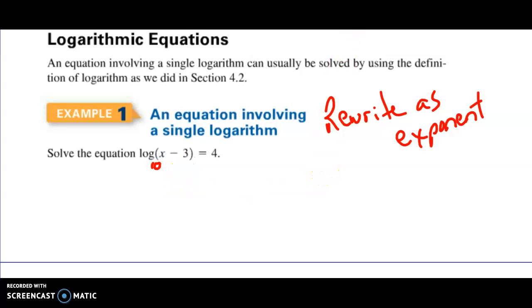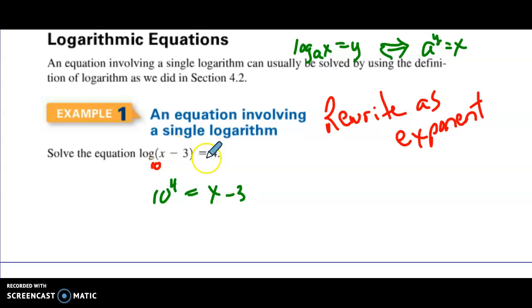The definition of a log that you really want to get memorized is that log base a of x equals y is the same exact thing as saying a to the y power equals x. These two statements are exactly the same. So I can rewrite this. Another way of saying that log base 10 of x minus 3 equals 4 is to say 10 to the fourth equals x minus 3. That's how you say it without the word log.